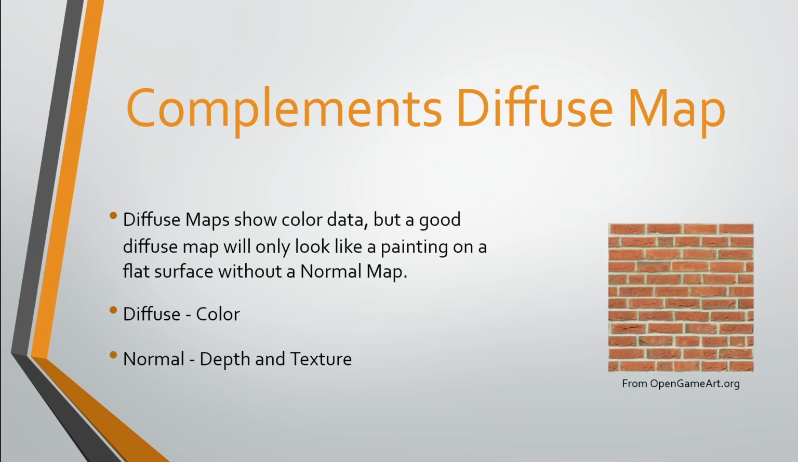Normal maps complement diffuse maps. Diffuse maps show the color data, but a good diffuse map will still only look like a painting on a flat surface without a normal map. So on the right, you can see our diffuse map from opengameart.org is just a brick wall. If we were to put this on a flat surface, it would still look flat. So the diffuse map gives us the color. That's what you actually typically see. But a normal map will give it depth and texture.